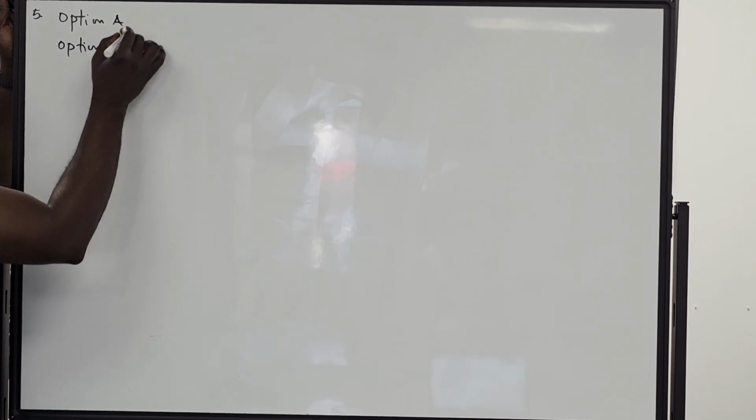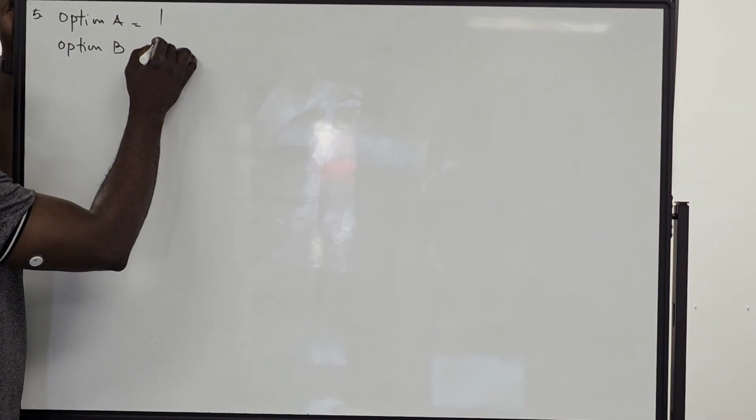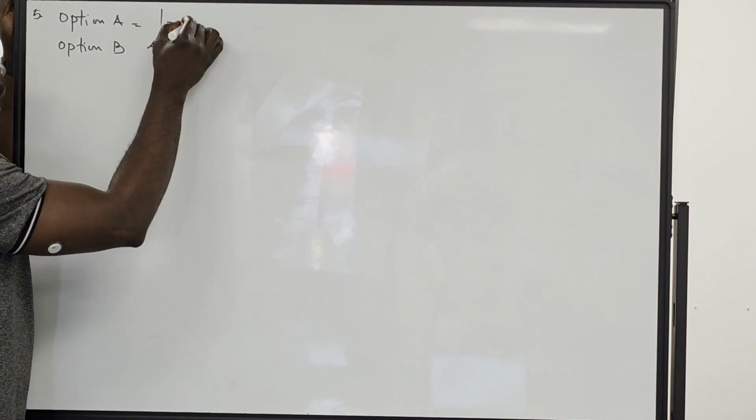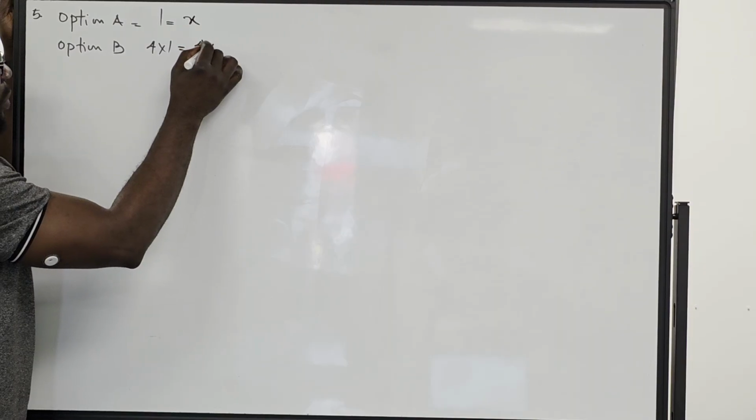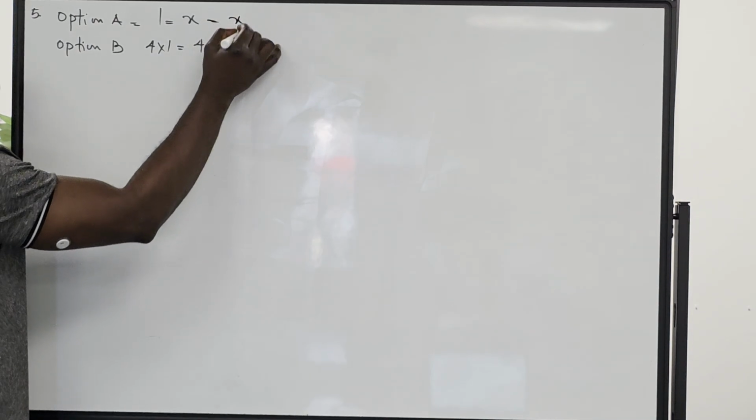Question 5. Students voted for either option A or option B. For every vote option A received, option B received 4 votes. So we have option A and option B. If option A is 1, option B is going to be 4 times 1. So if option A is X, option B is going to be 4X.